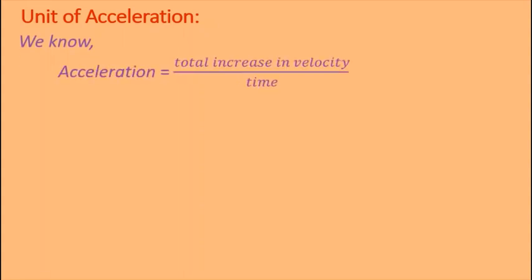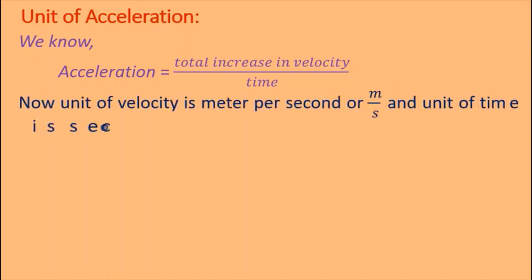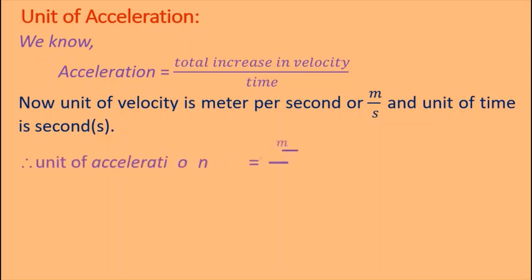Unit of acceleration. We know acceleration is equal to total increase in velocity divided by time. Now the unit of velocity is meter per second and the unit of time is second. Therefore, the unit of acceleration is equal to meter per second divided by second. This is equal to meter divided by second into second. This is equal to meter divided by second square, which is meter per second square.